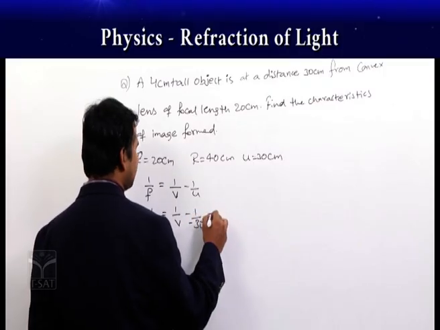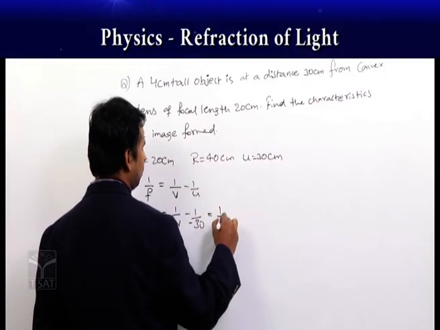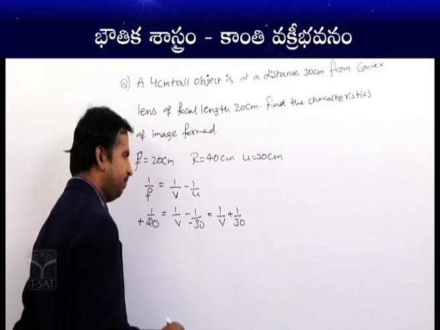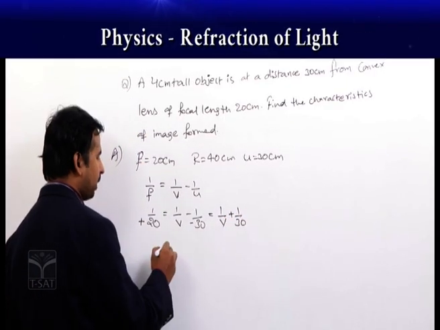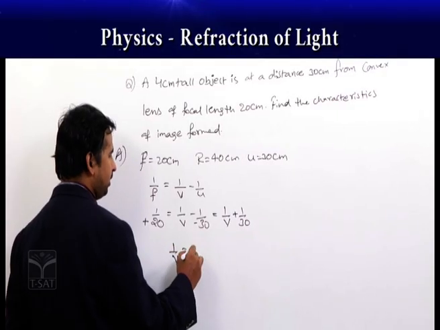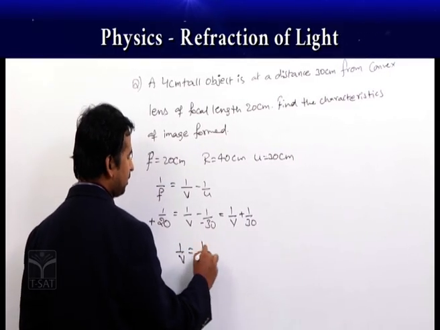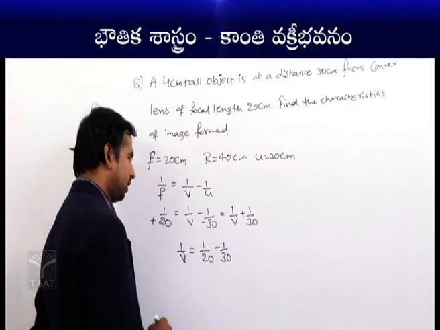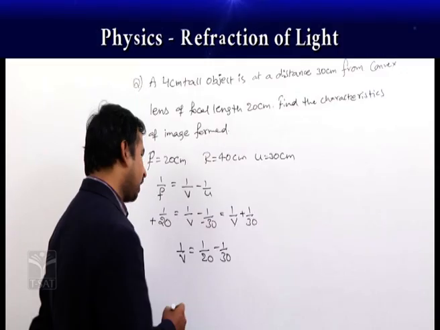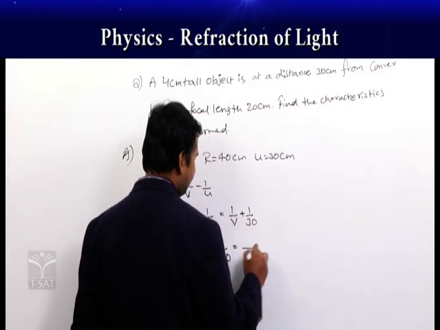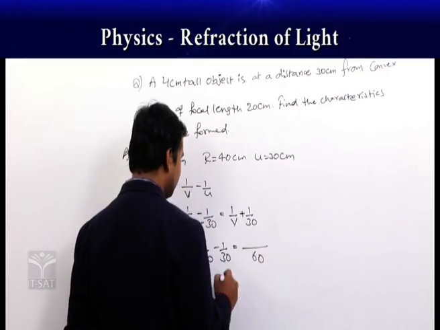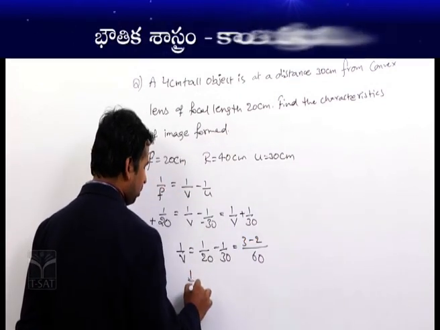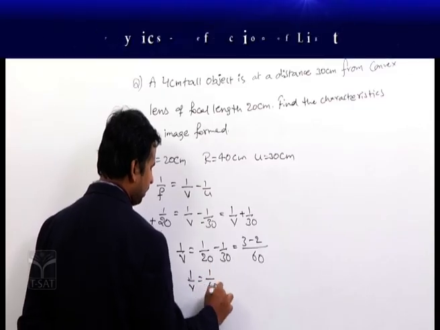Then it becomes 1/f, 1/20 equals 1/v, minus of minus becomes plus, 1/30. Then 1/v equals 1/20 minus 1/30, the 1/30 coming to this side becomes minus. Calculating that, the LCM of 20 and 30 is 60, 3 times 20 and 2 times 30, so 1/v becomes 1/60.